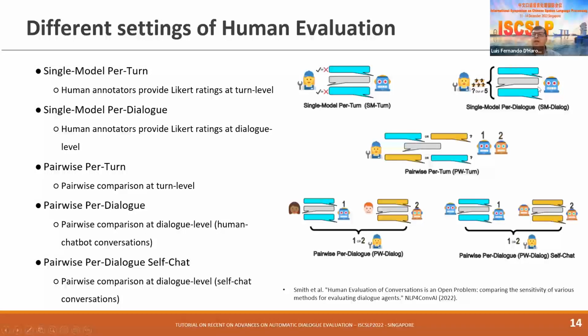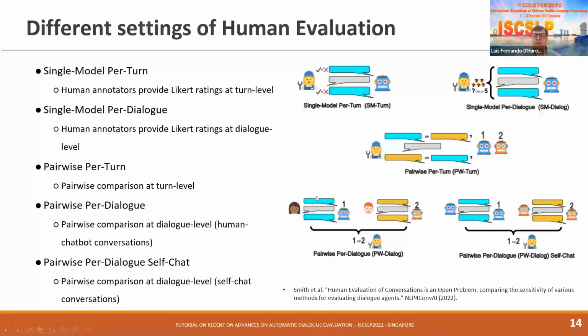Let's say we can evaluate at dialogue level: I check the whole dialogue, and at the end I provide 5 stars or 4 stars to this chatbot. We can also have pairwise per-turn evaluation. In this case, we have two chatbots chatting, and the human will say whether chatbot 1 or chatbot 2 is better in turn 1 or turn 2, and this information goes one turn at a time. Or we can have pairwise per dialogue.